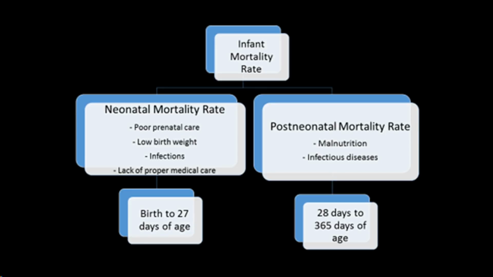To further understand infant mortality, the infant mortality rate can be broken down into two sections: the neonatal mortality rate and the post-neonatal mortality rate. The neonatal mortality rate is the period from birth to 27 days of age. It reflects poor prenatal care, low birth weights, infections, lack of proper medical care, injuries, premature delivery, and congenital defects.